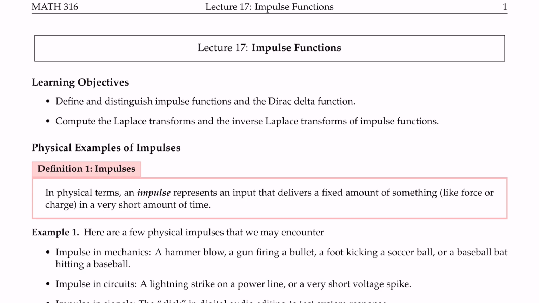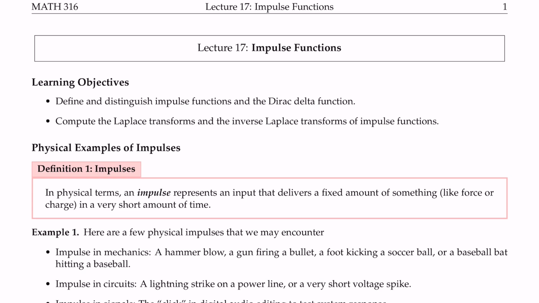The learning objective of this lecture is to define what the impulse function is, and what the Dirac delta function is, and hopefully you will be able to distinguish the two types of functions. They are similar, but the Dirac delta function is a specific case of the impulse functions. And then, of course, at the end of the day, the focus is to find the Laplace transform and the inverse Laplace transform of the impulse functions.